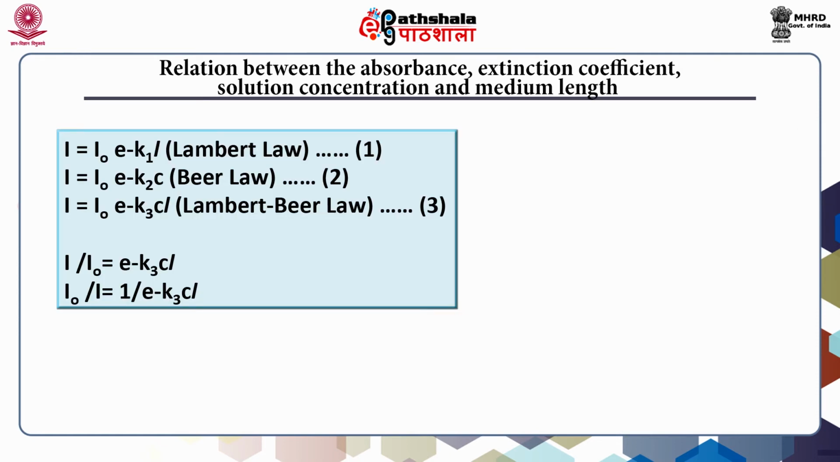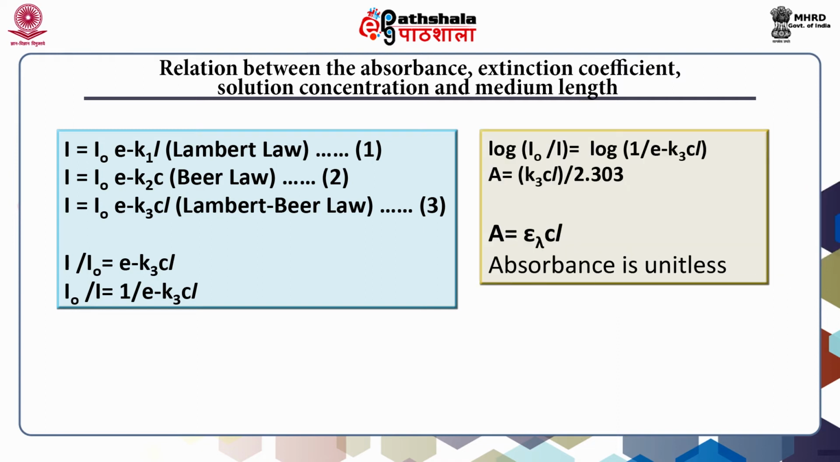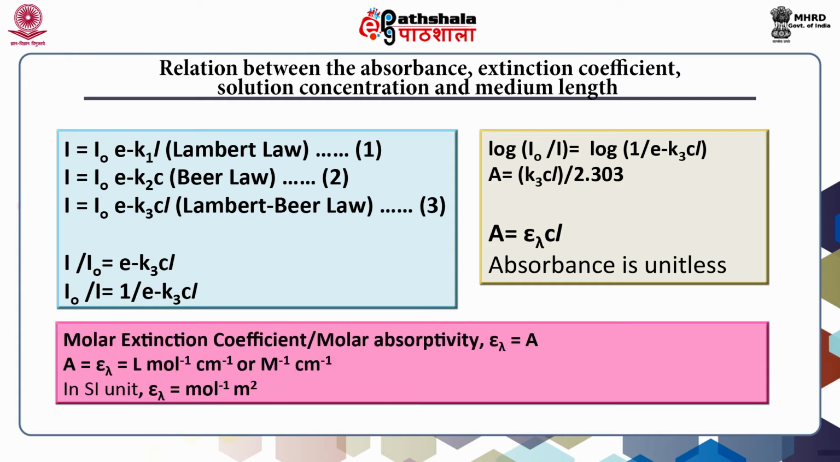By taking the log on both sides of the equation, absorbance of the solution is the product of extinction coefficient, concentration of the solution, and path length of the cuvette through which the light travels. Molar extinction coefficient, also known as molar absorbance coefficient or molar absorptivity, is equal to absorbance when the concentration of the solution is 1 mole per liter and the path length of the cuvette is 1 centimeter.